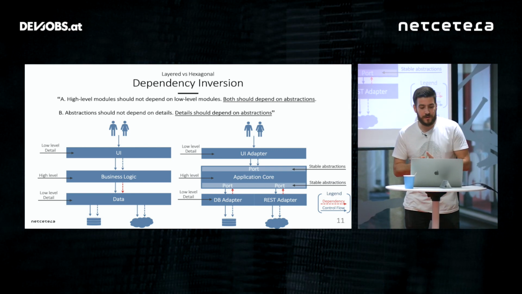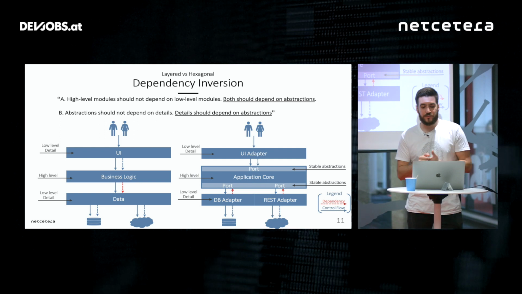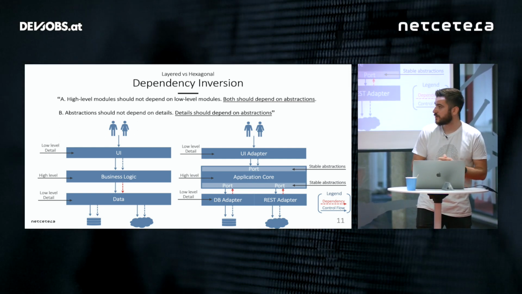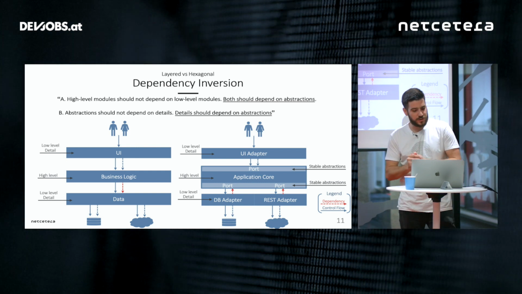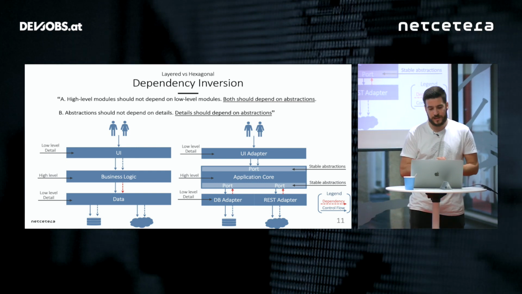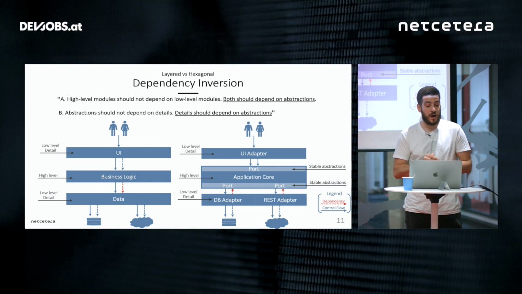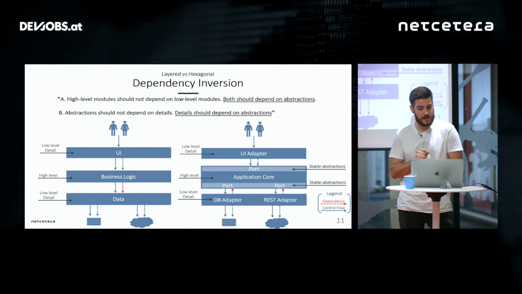So what are the high-level modules here? The high-level modules, for example, in our layered architecture is the business logic. And as we see, the business logic depends on some low-level detail, namely the data layer. Therefore, this rule is already violated, right?